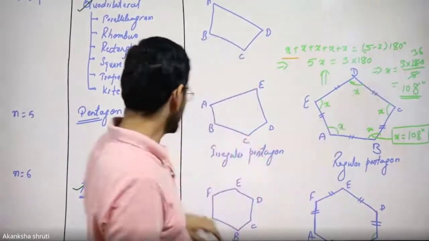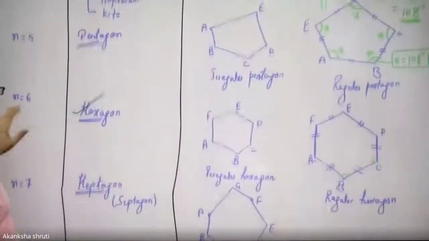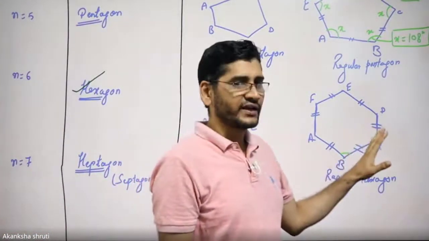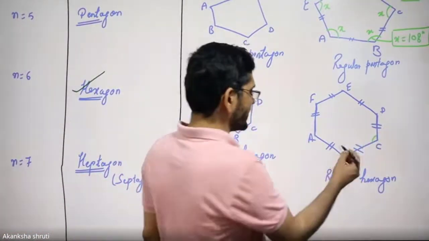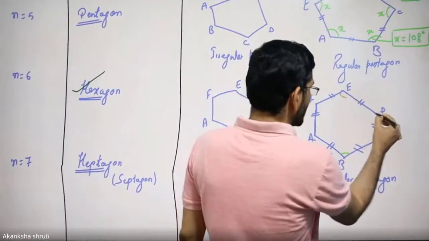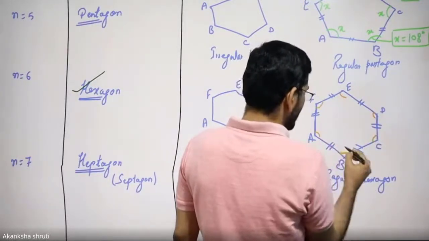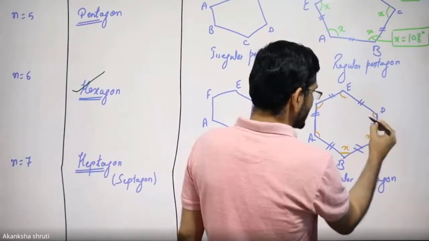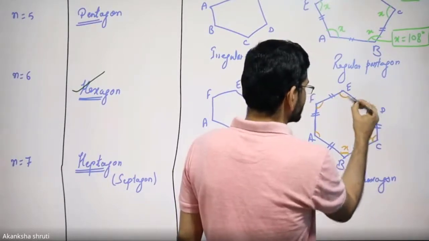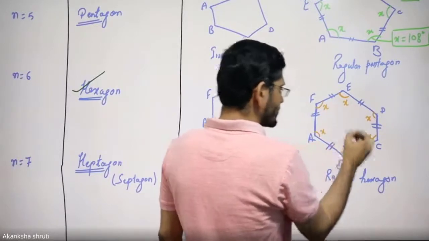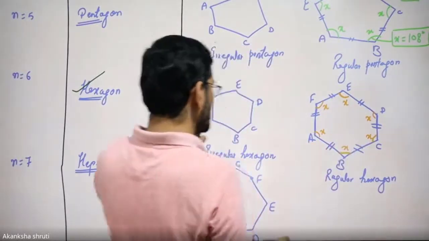Okay, students? If the number of sides is 6, it is called a hexagon. It may be a regular hexagon. You can also calculate the internal angle in this case by applying the same thing, considering each internal angle as x, because it is regular, meaning each of these sides is equal, so the internal angles are also equal.